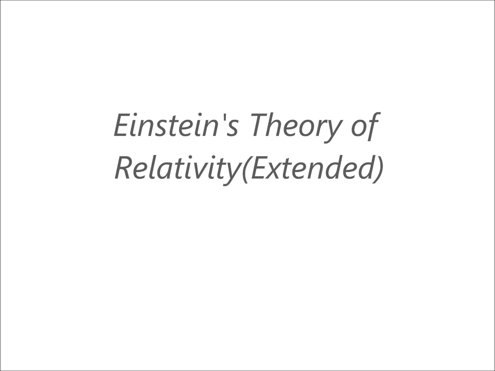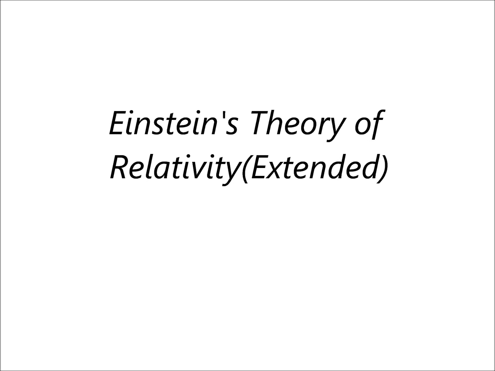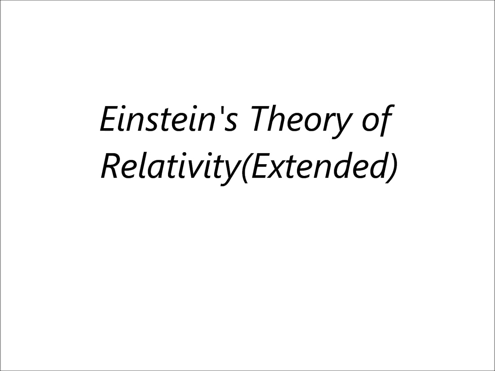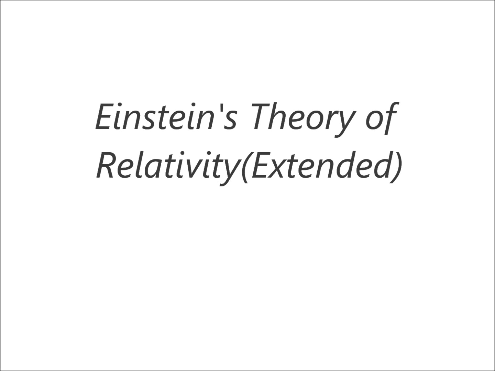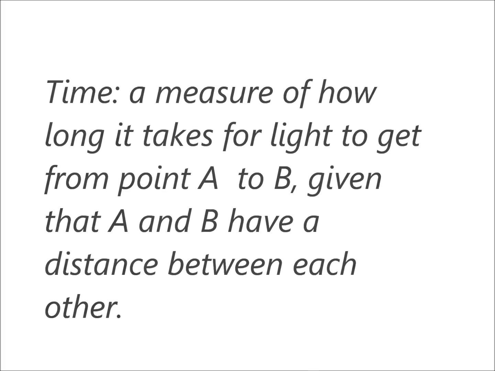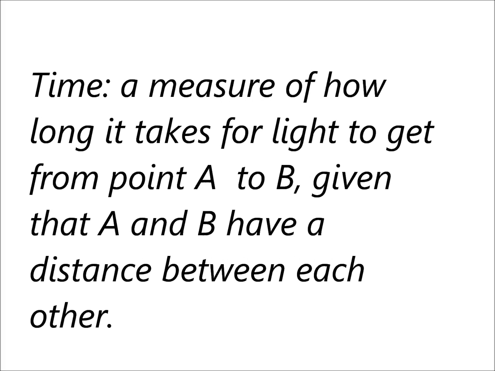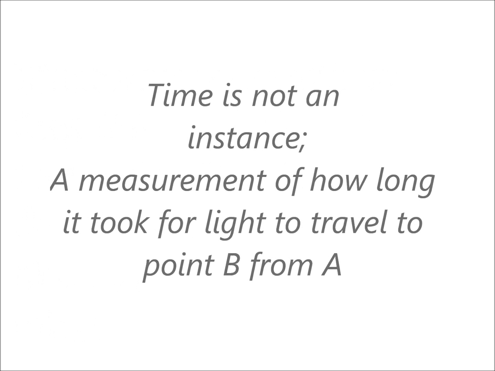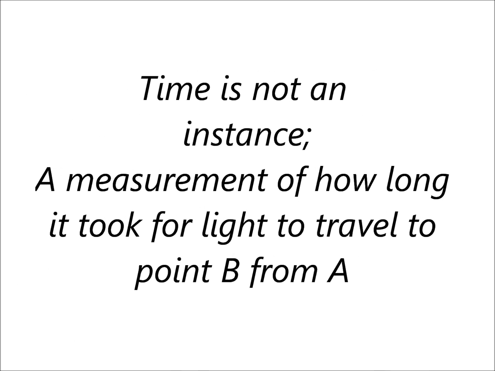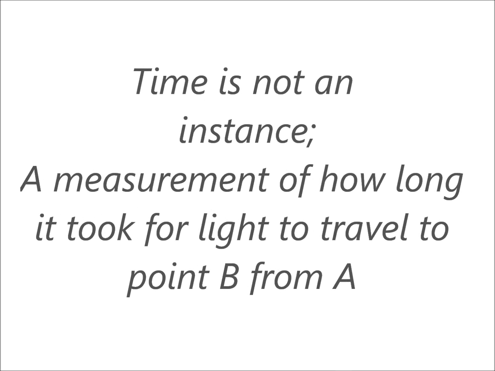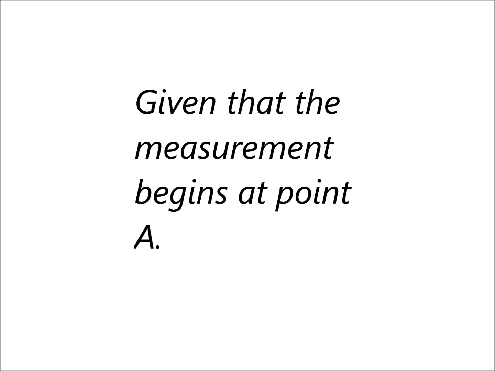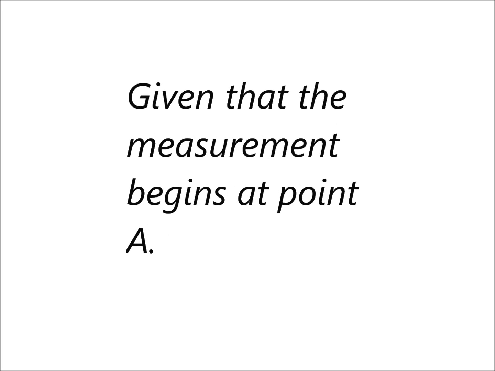In this video I'll be explaining a theory that is based on Einstein's famous theory of relativity. This theory is based on the definition of time, which is a measure of how long it takes for light to travel from point A to B, given A and B have a distance between each other. In this case, time is not an instance, but is the measure that determines how long it took for light to reach point B from point A, given that the light began exactly at point A.